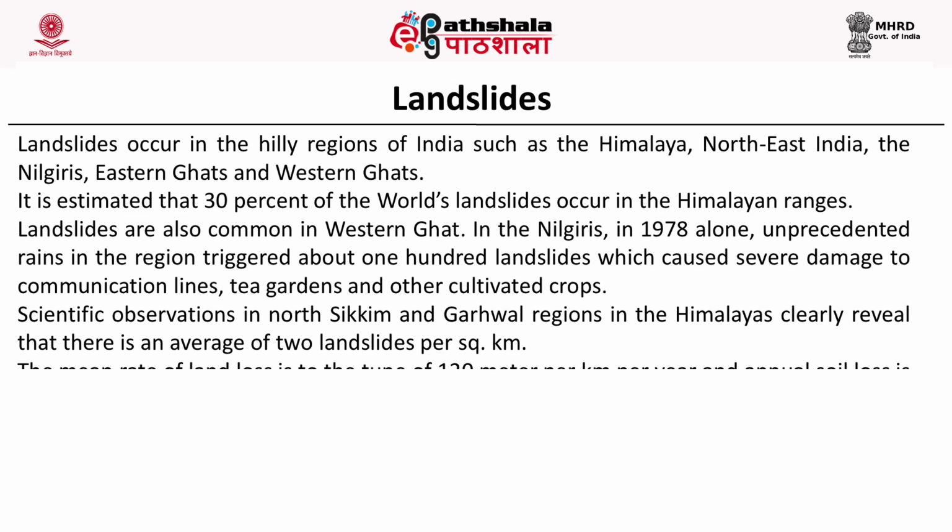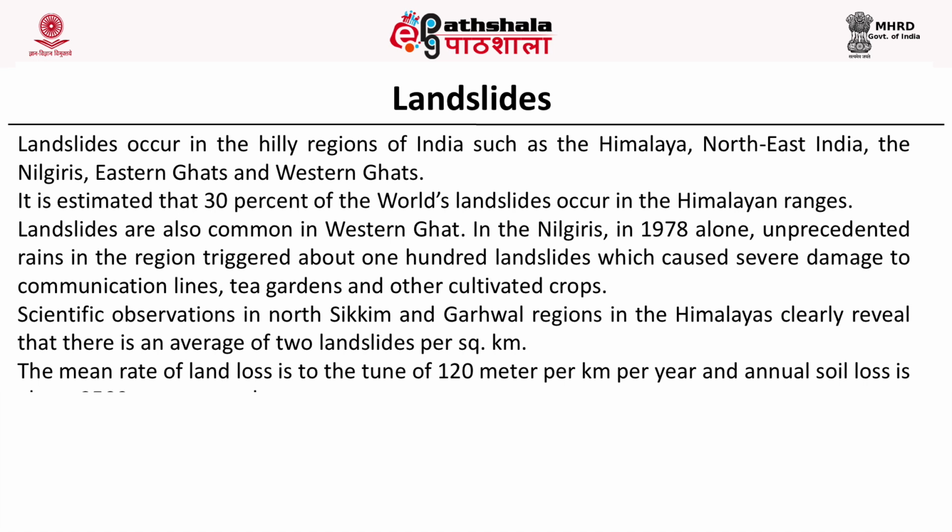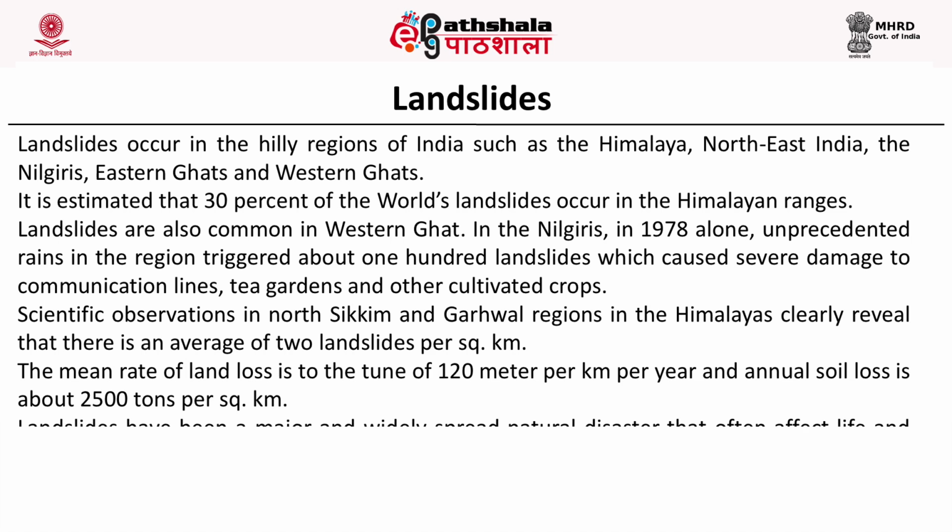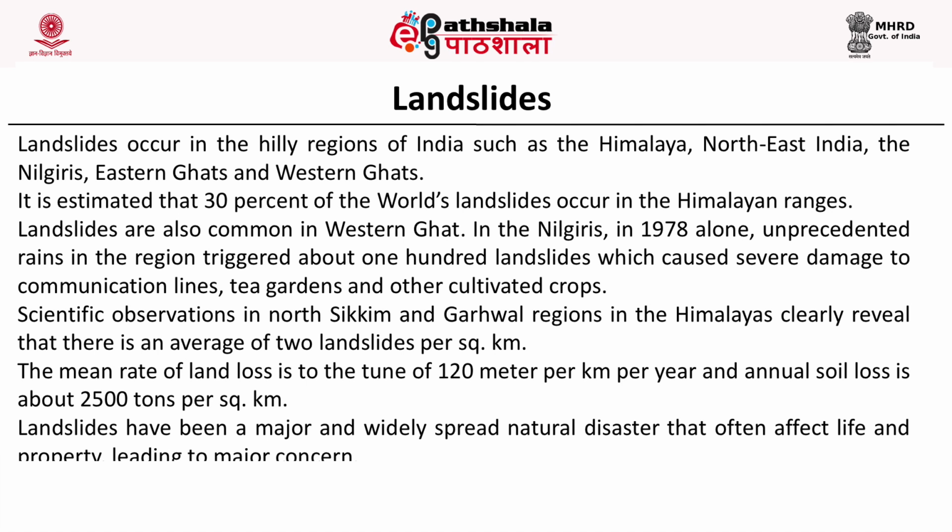Scientific observations in North Sikkim and Garhwal regions of Himalayas clearly reveal that there is an average of 2 landslides per square kilometer. The mean rate of land loss is to the tune of 120 meters per kilometer per year, and annual soil loss is about 2500 tons per square kilometer. Landslides have been a major and widely spread natural disaster that often affects life and property, leading to major concern.